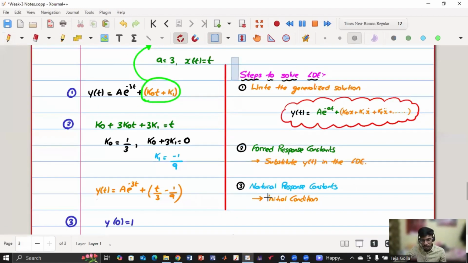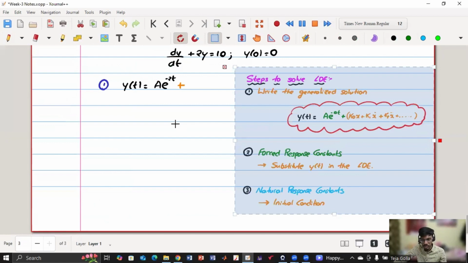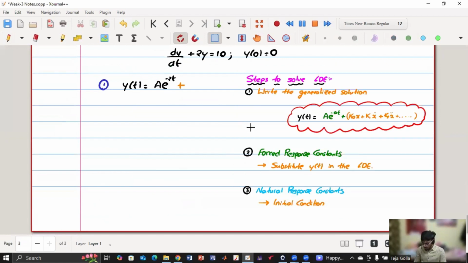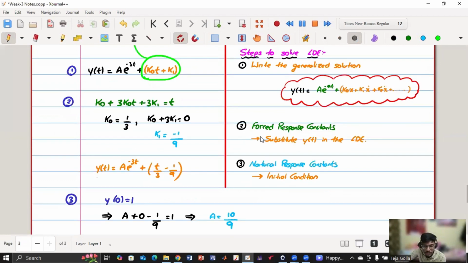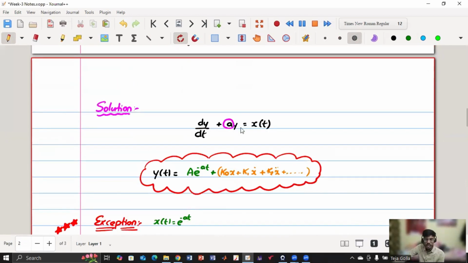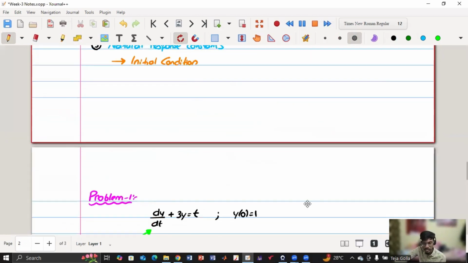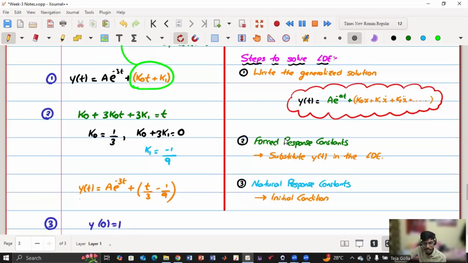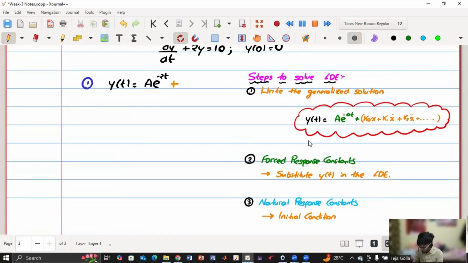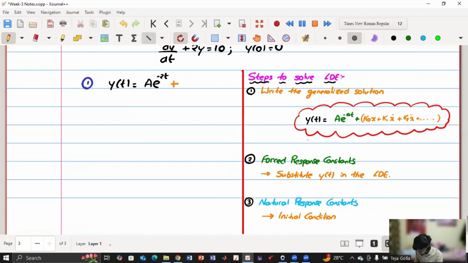So someone was asking, so let me just explain it again. What we have discussed is how to solve the linear differential equation. First we have to get the generalized solution. When the expression is dy/dt plus ay equal to x of t, then this is the solution. So first we have to write that solution for any given problem. Once we do that, we'll start solving the coefficients using this method.